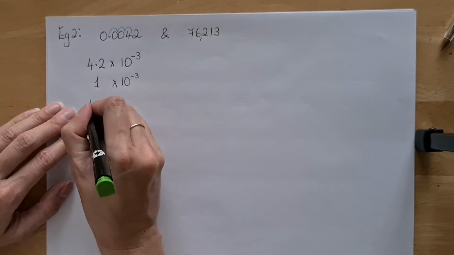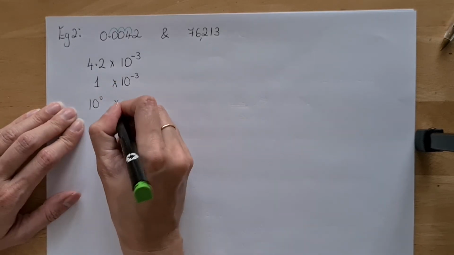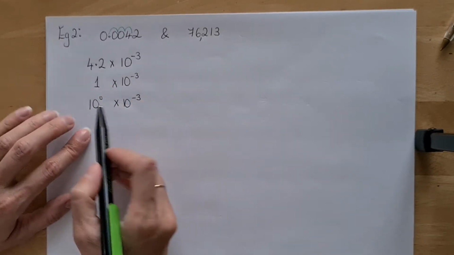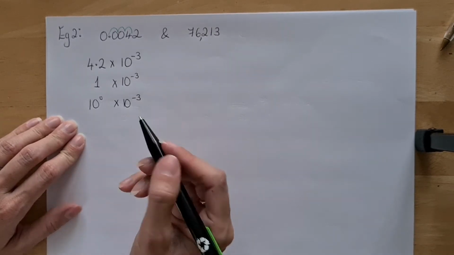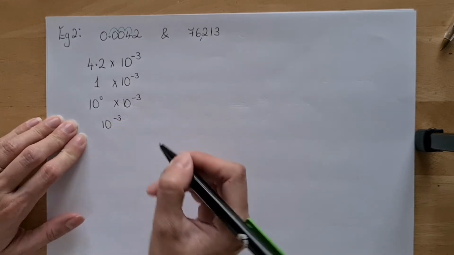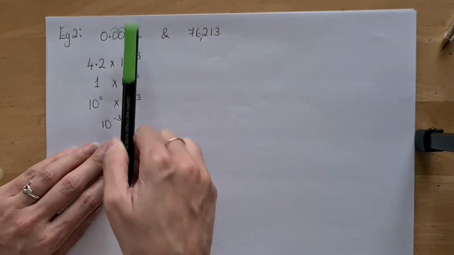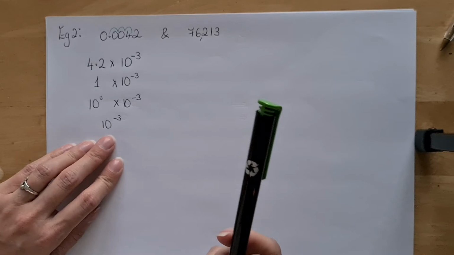No, 1 is the exact same as 10 to the power of 0. Rules of indices, you can add the two powers. 0 plus minus 3 is minus 3. So basically that number has a negative 3 orders of magnitude.